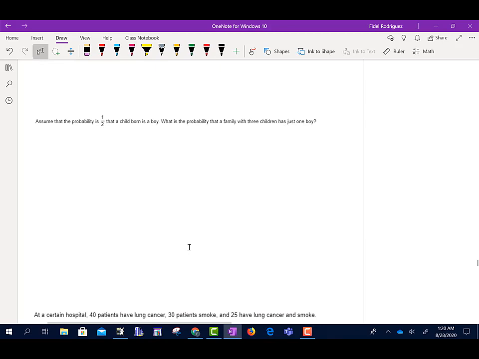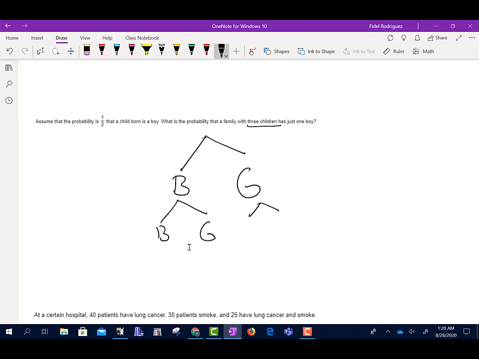So the next problem that I got here says, assume that the probability is 1/2 that a child born is a boy. What is the probability that a family with 3 children has just 1 boy? Okay, so let's do this. We're going to find what happens if we have 3 children. If we have a child, that child can either be a boy or a girl. That will be our first child. And then our second child can still be a boy or a girl. And our third child can still be a boy or a girl.